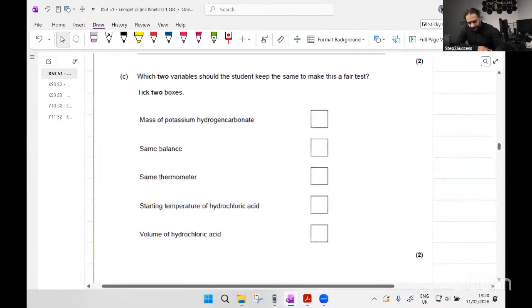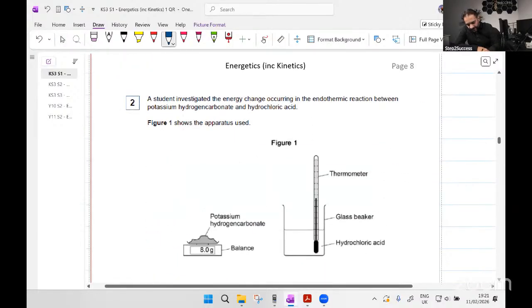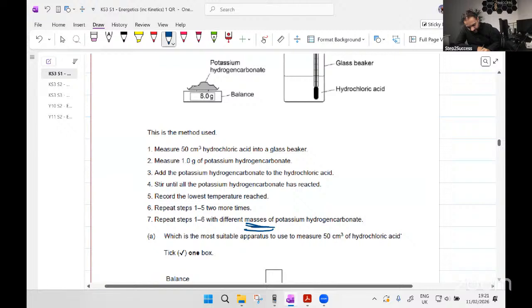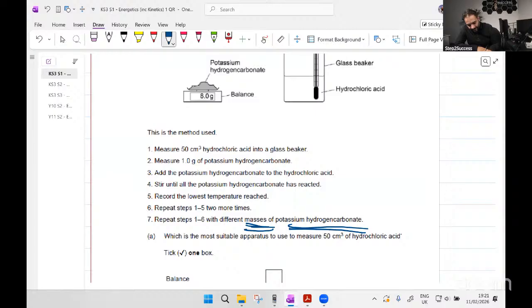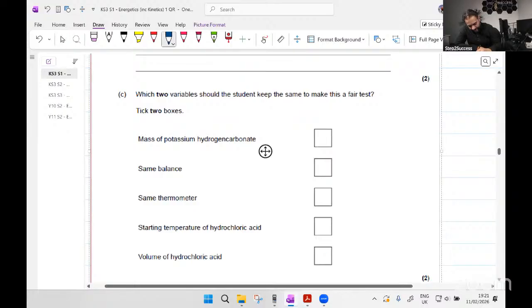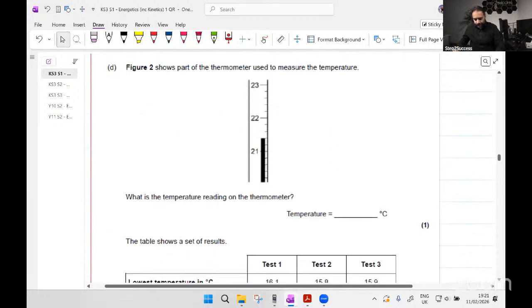Which two variables should the student keep the same to make this a fair test? Right. If we are investigating the energy change when we're reacting these together, and we're trying different amounts of this thing here, then what we should do is keep the amount of the other thing, the acid, the same. And we should probably try to keep the starting temperature the same. If we're measuring temperature, then we want to keep the beginning temperature the same, and then we'll see how much it changes.